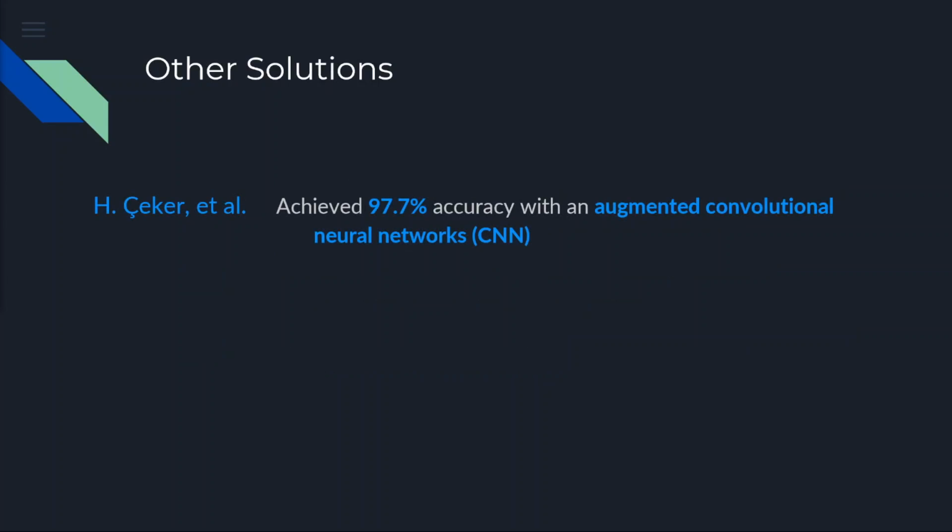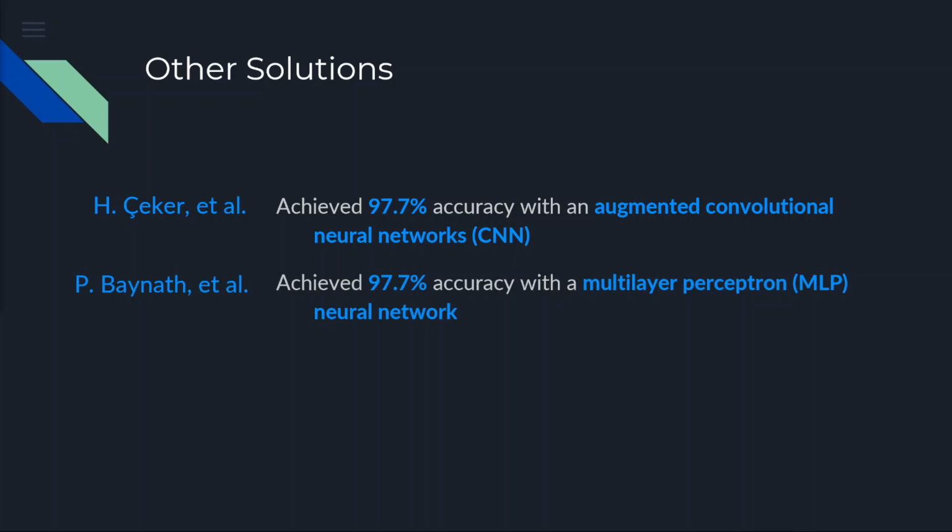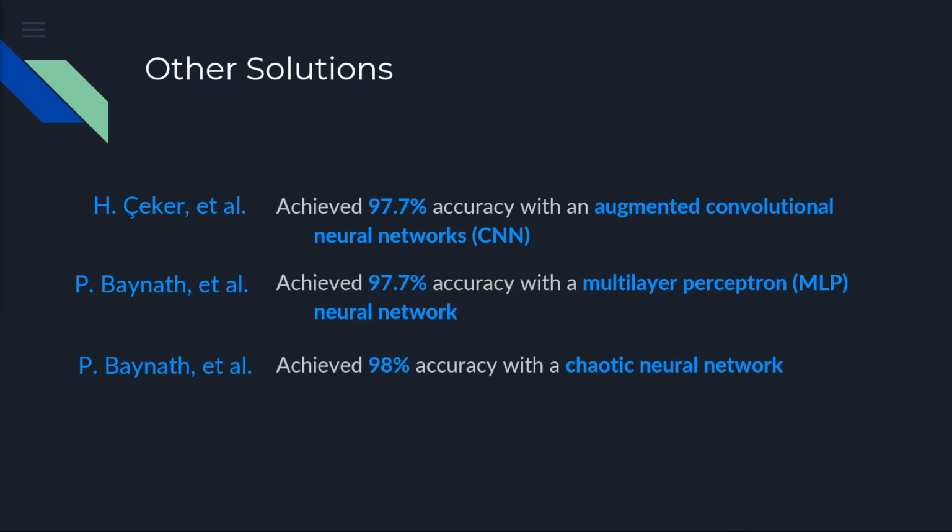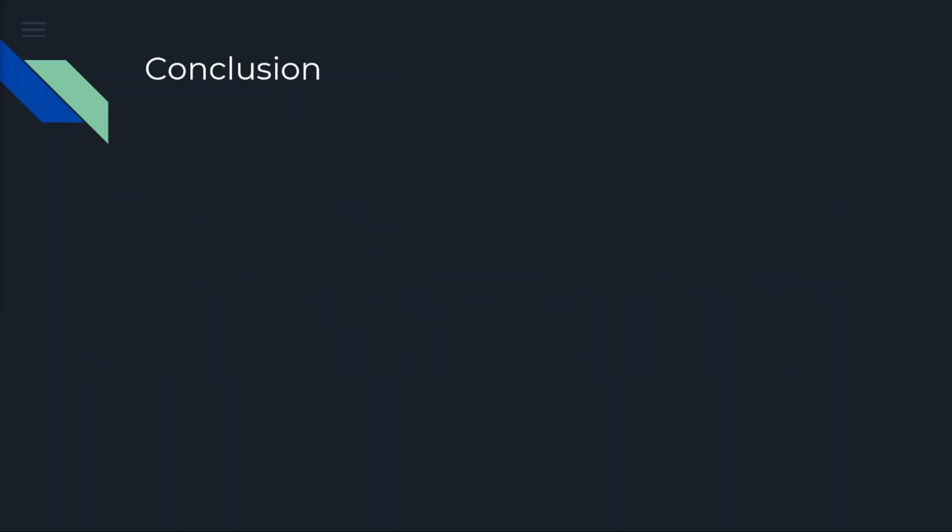Besides RNN, there have been greater successes with other neural networks in this exact application and dataset. For instance, Chaker et al. saw 97.7% accuracy with an augmented CNN, and Baynath et al. saw the same accuracy with a multi-layer perceptron neural network, and the same author also found an accuracy up to 98% by using a chaotic neural network.